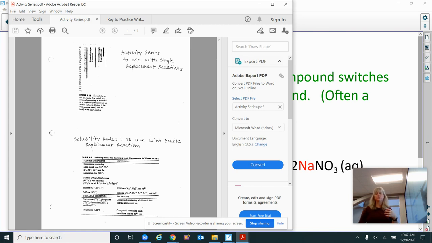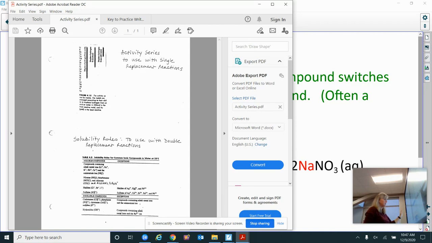So in class, we're doing a demo with magnesium, or actually we used zinc in acid to make hydrogen gas. We fill a balloon with hydrogen gas and then light it to show the little explosion of hydrogen gas. Okay, but you have to use this activity series, the top part of this paper, for single replacement.